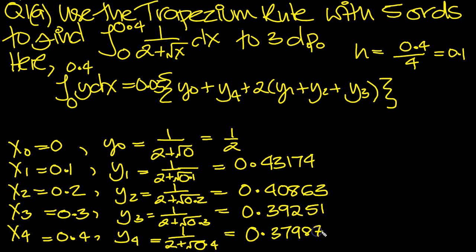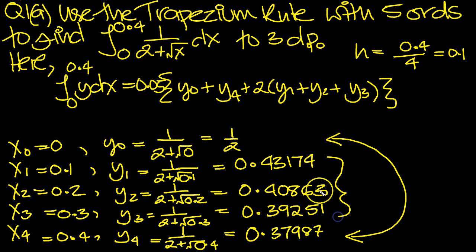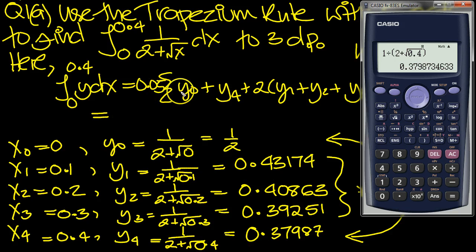So there's our numbers then. So we need y0 plus y4, so it's this one plus this one here. And then we need 2 lots of the ones in between, so times these by 2 and add them together. Okay, and it's all times by 0.05, so let's tap that in the calculator then. So it's 0.05 times bracket, the first and the last, so just add 0.5 to this, so it's 0.87987.